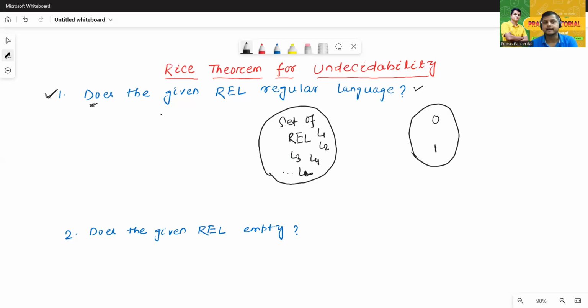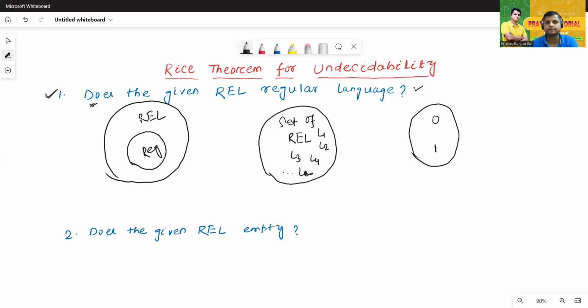So the question here is, what does the given RL mean? Does the given RL is regular language or not? Every regular language is an RL, but every RL need not be a regular language. In the domain, the set of RL languages L1, L2, L3, L4, up to infinity, some of the languages may be regular, but some may not be regular. Those that are not regular map to 0, and those that are regular map to 1.